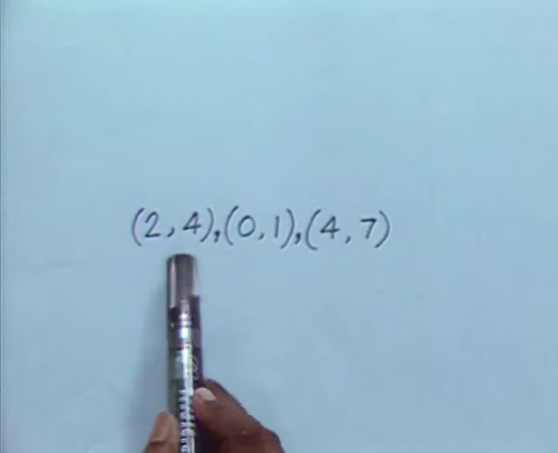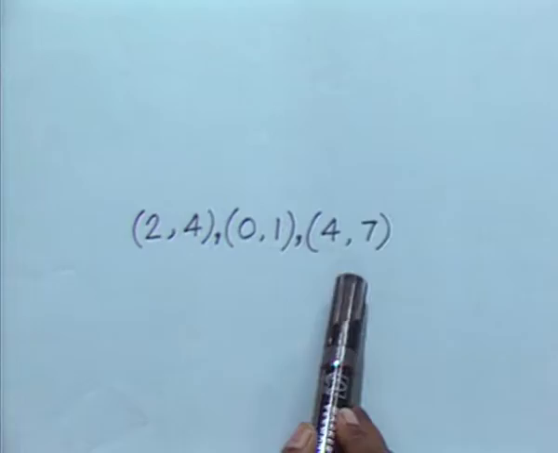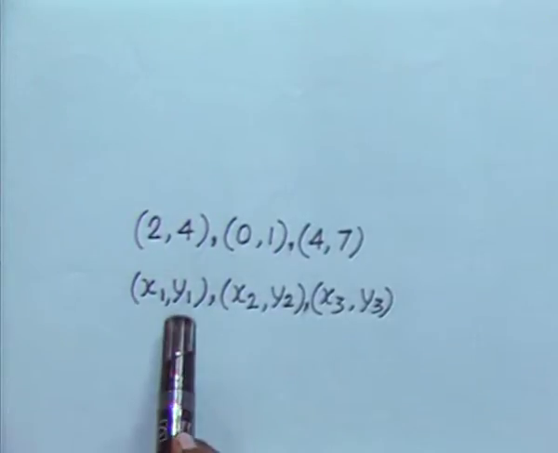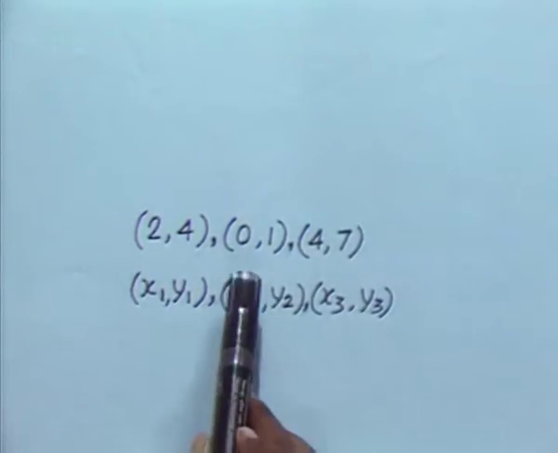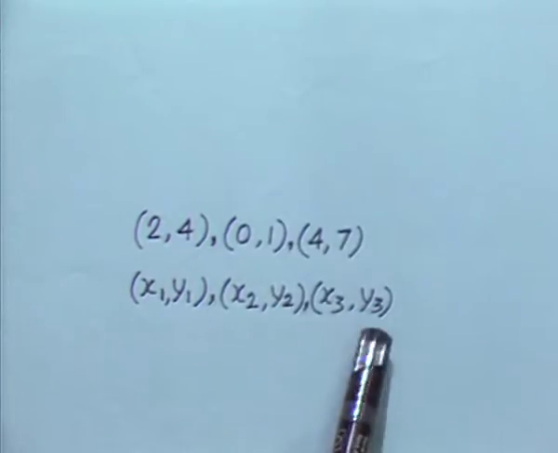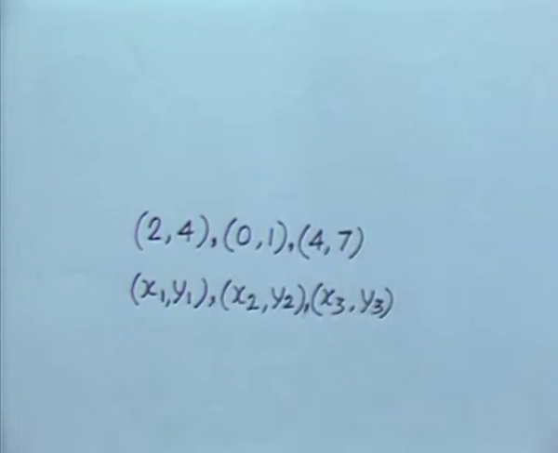Now let us take an example. Let us try to find the area of a triangle whose vertices are (2, 4), (0, 1) and (4, 7). Yes, we have to plot these points on the graph paper. No, we don't need to plot these points. We only need the coordinates, which are already given to us. Let us suppose that (x1, y1) represents the point (2, 4), (x2, y2) represents the point (0, 1) and (x3, y3) represents the point (4, 7).